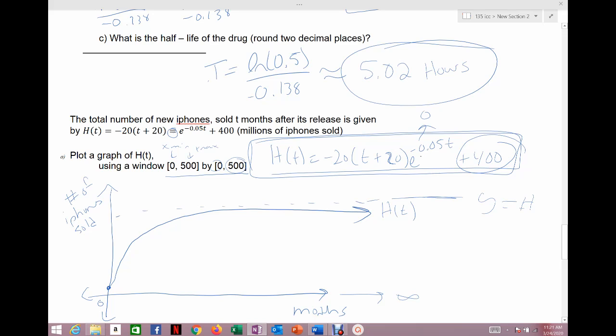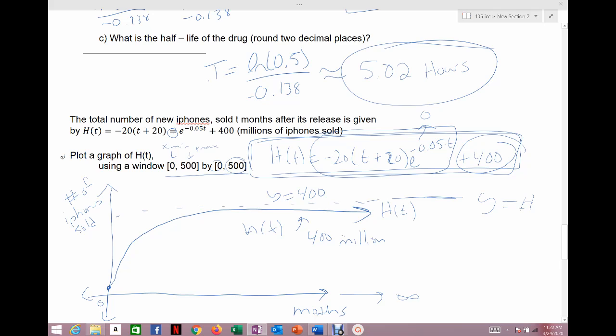Every time I plug a value in, I'm really dividing by that number exponentially. And so this expression basically gets so small it doesn't matter, this part here. It goes to 0 because I'm dividing by bigger and bigger numbers. And so what I'm left with is that plus 400 at the end. And so that's what this asymptote is. My h of t is approaching 400 million.